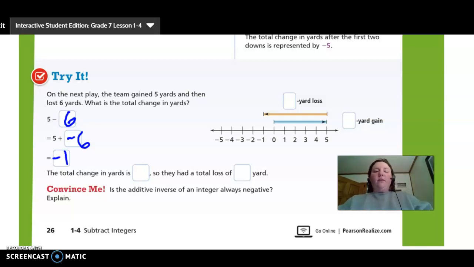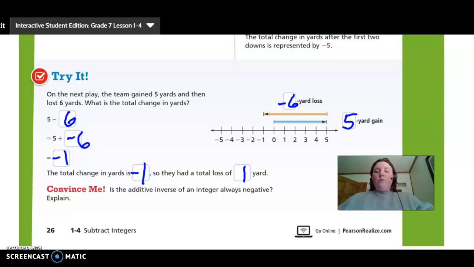And we can see that on our number line as well. I move 5 in the positive direction, but then I lose 6. And so I go back my original 5 and I'm down 1. So the total change in yards is negative 1. They had a loss of 1 yard. A loss represents negative.